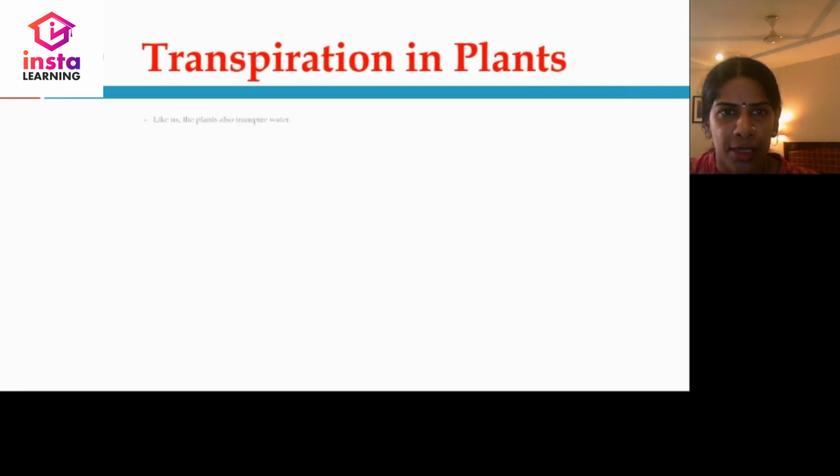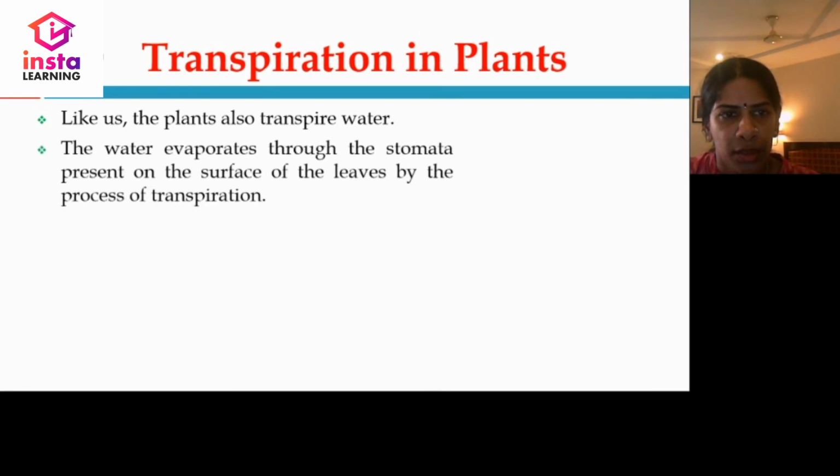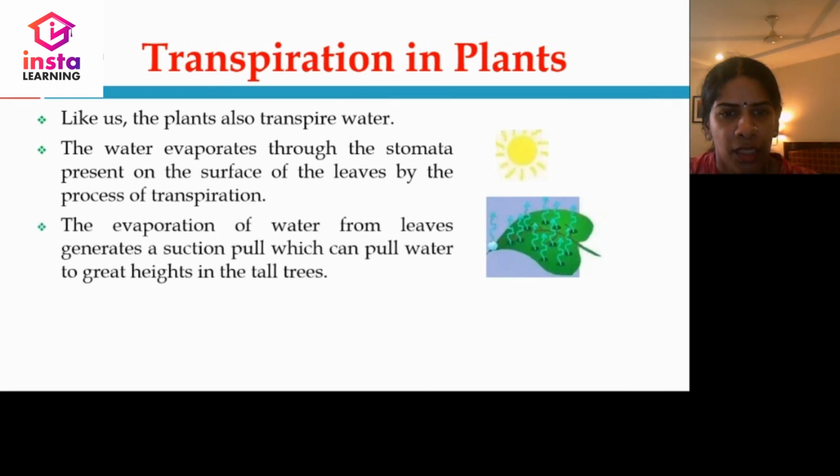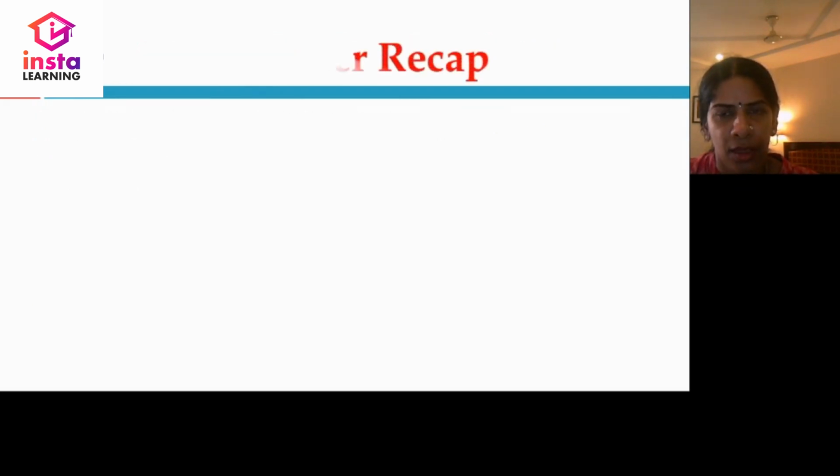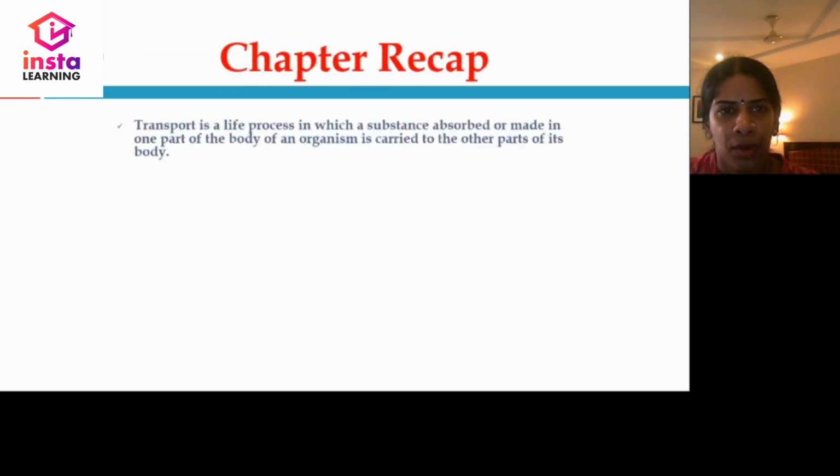Transpiration in plants. Like us, the plants also transpire water. The water evaporates through the stomata present on the surface of the leaves by the process of transpiration. The evaporation of water from leaves generates a suction pull which can pull water to greater heights in tall trees. Transpiration cools the plant.